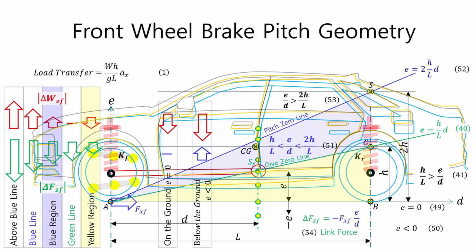Let's briefly summarize the pitch geometry during front-wheel braking. It is important to note that, regardless of where the virtual reaction point is located, the amount of vertical dynamic load transferred from the rear wheels to the front wheels remains unchanged once the acceleration AX is determined. By the amount of the load transfer, the front ground reaction force increases and the rear ground reaction force decreases. Using the previously explained di-zero coordinate system, the zero pitch angle condition can be expressed by equation 52, which represents the blue line.